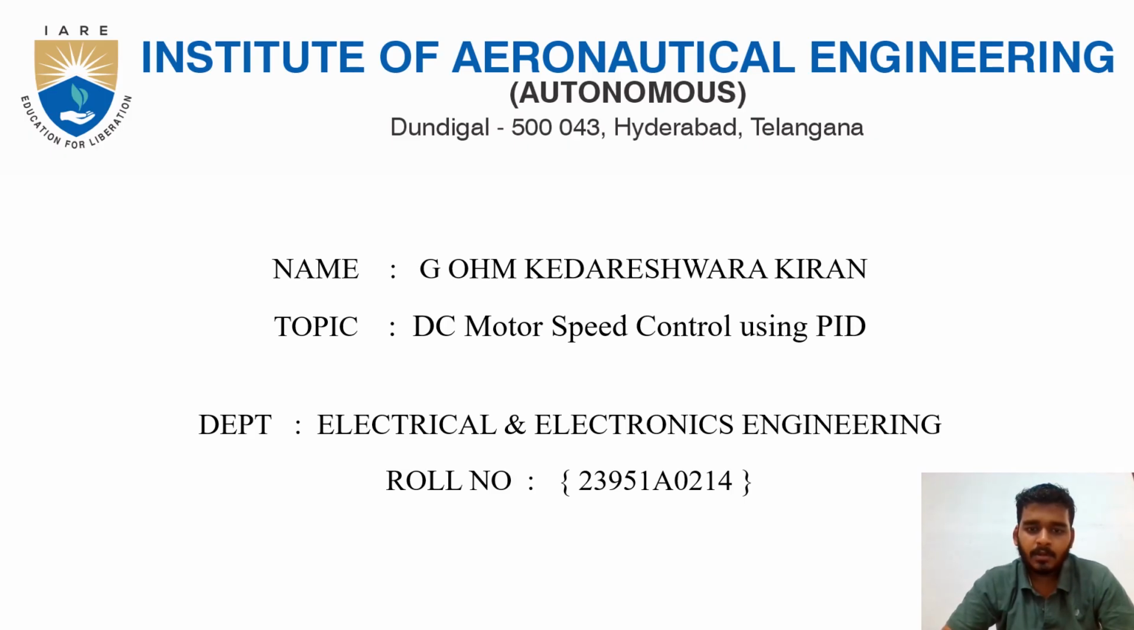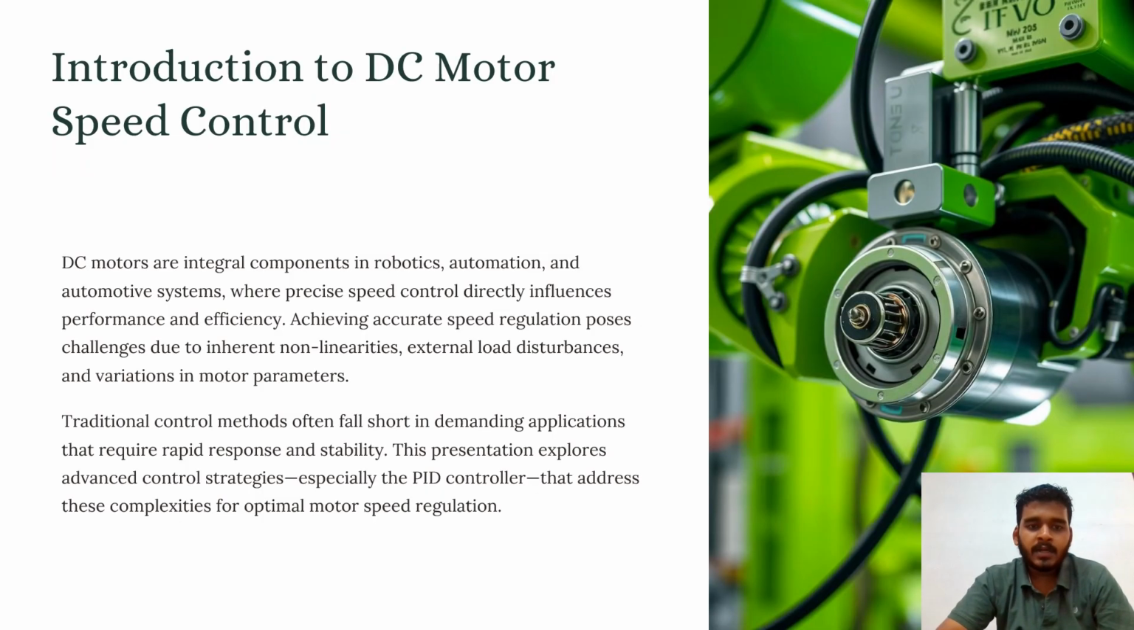Today the topic is about DC motor speed control using PID, Programmable Logic Control, or PID controllers. How a DC motor can be controlled using PID and Programmable Logic Control, PLC. Now, introduction to DC motor speed control: in general, the DC motor is a direct current motor, an integral component in robotics, automation, and automotive systems where precise speed control directly influences performance and efficiency.